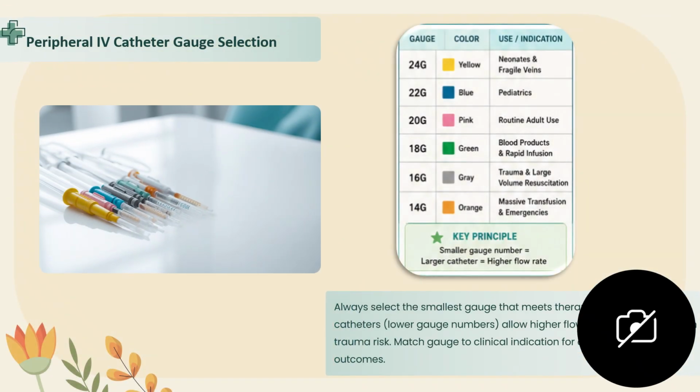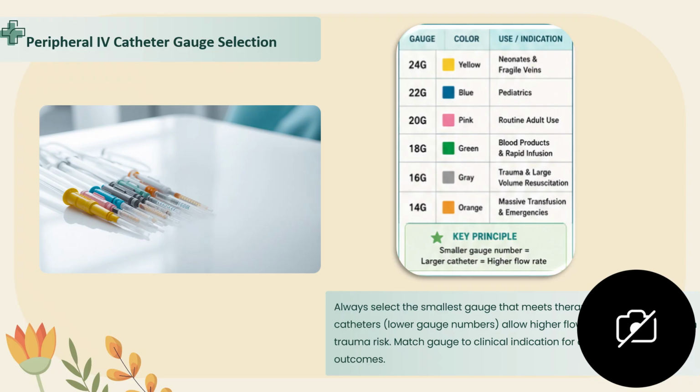Peripheral cannula gauge selection. Of course, always select the smallest gauge that meets your therapy need. Keep in mind that a larger cannula, meaning a lower gauge number, allows a higher flow rate, but it increases the vein trauma risk. Match the gauge to the clinical indications for optimal patient outcomes.